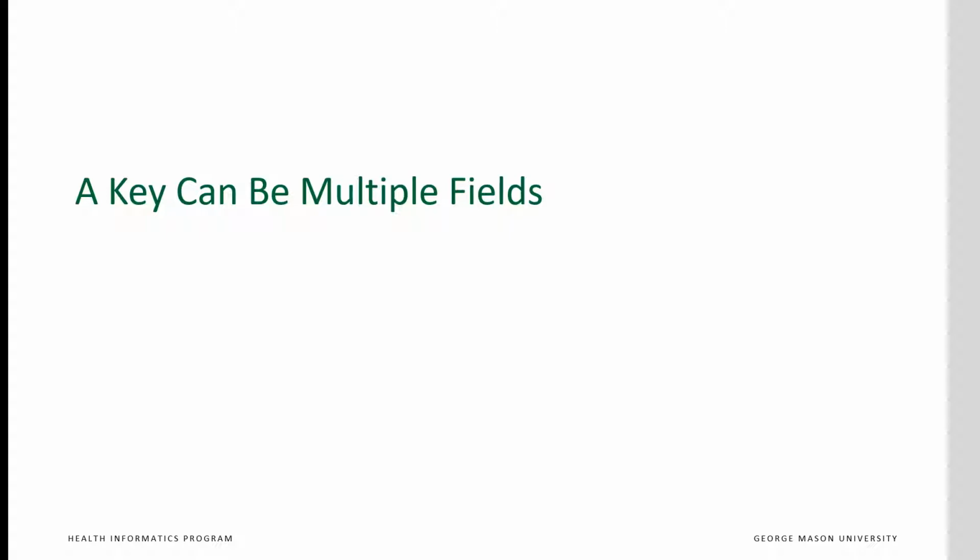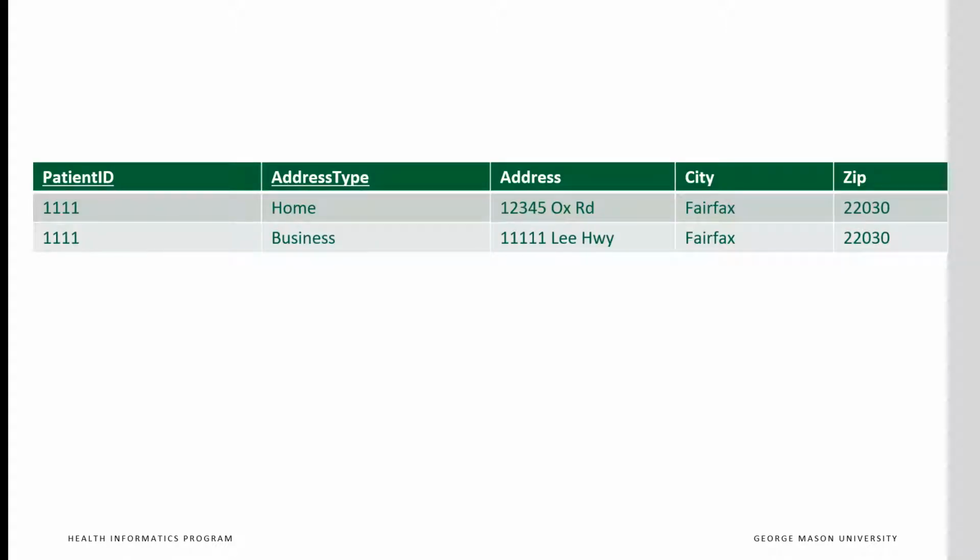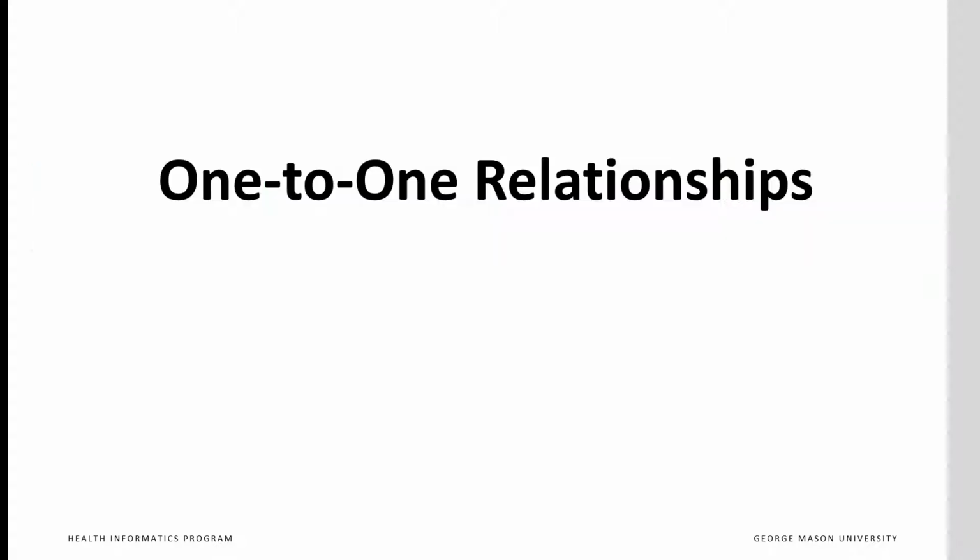A key does not need to be defined as a single field. For example, patient name plus date of birth can be used as a key, assuming it uniquely identifies patients. Patient ID plus address type can be a primary key for the address.